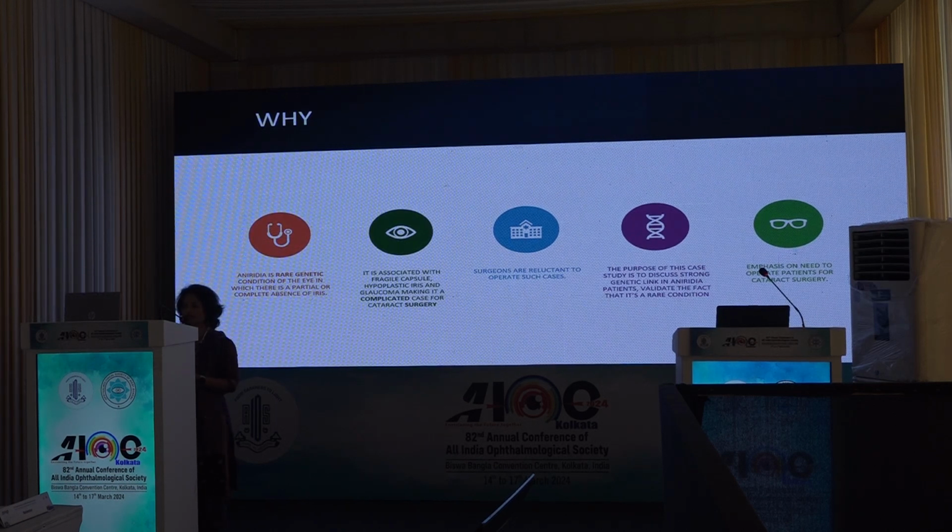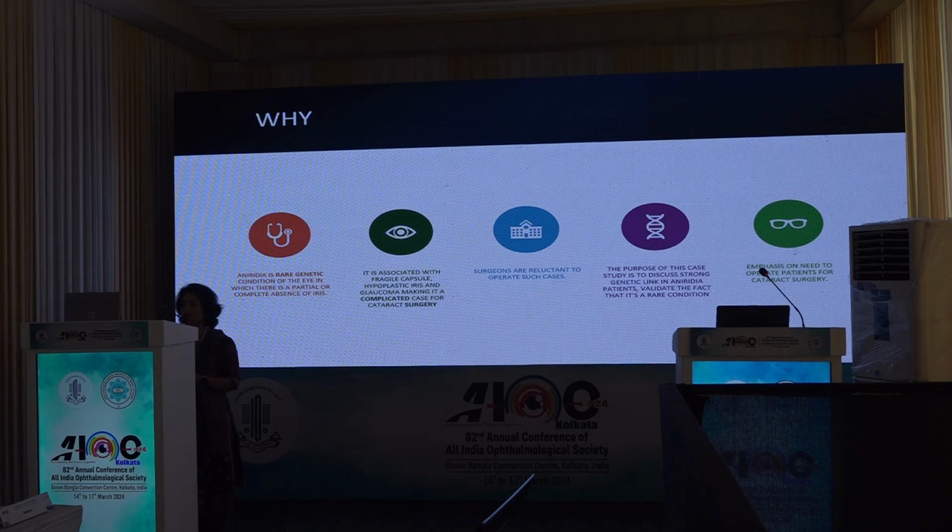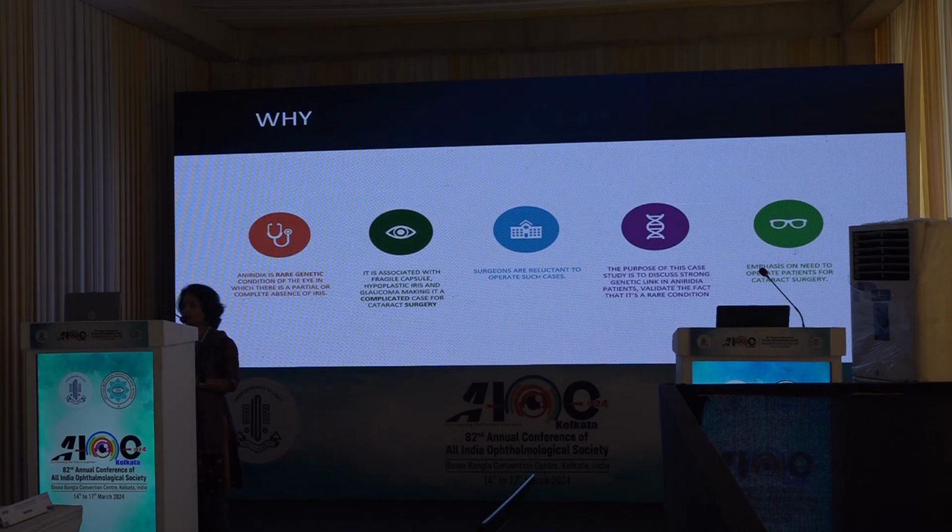Aniridia is a rare genetic condition of the eye in which there is a partial or complete absence of the iris. It is associated with fragile capsule, hypoplastic iris and glaucoma, making it a complicated case for cataract surgery. Surgeons are reluctant to operate on such cases because they are prone to more complications. The purpose of this case study is to discuss the strong genetic link in aniridia patients, validate the fact that it is a rare condition, and emphasize the need to operate on patients for cataract surgery.